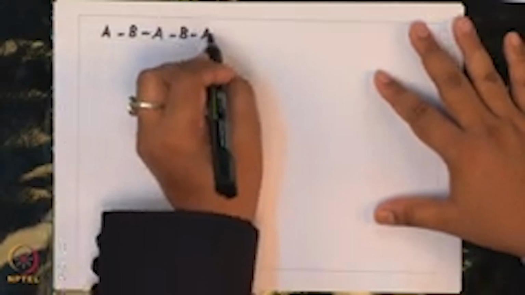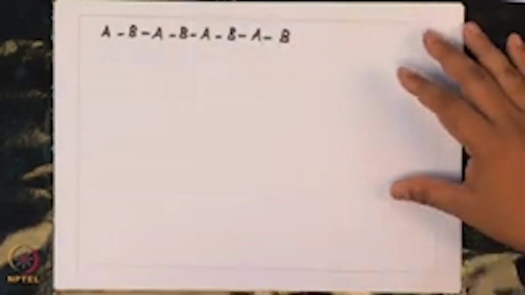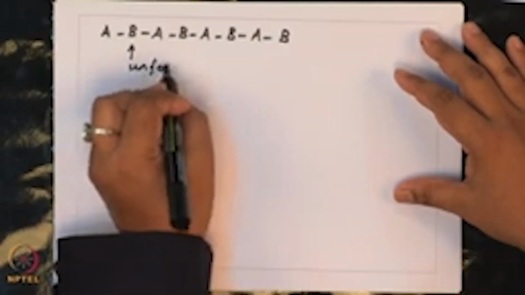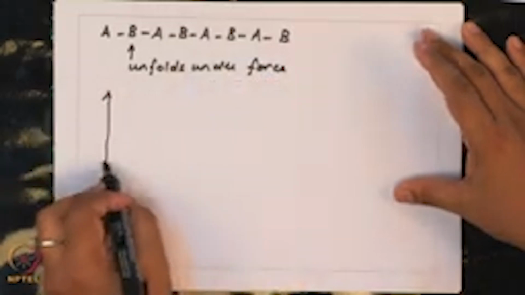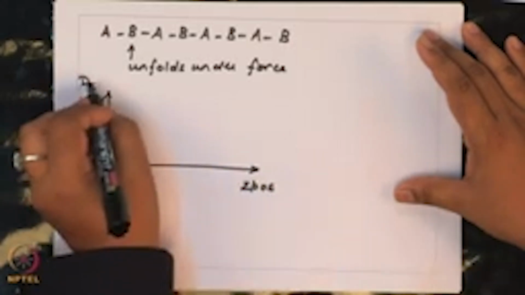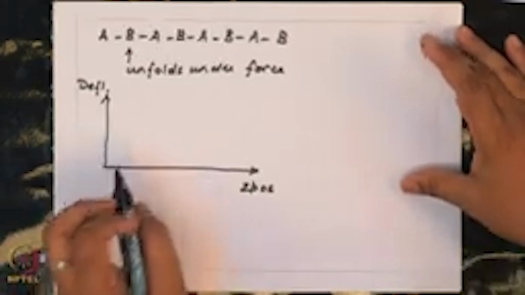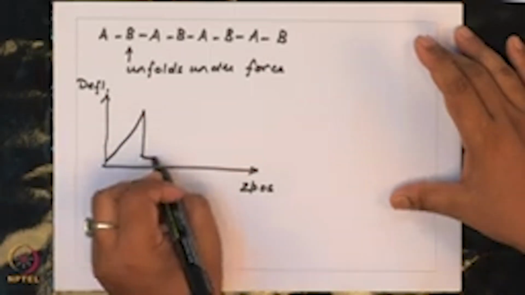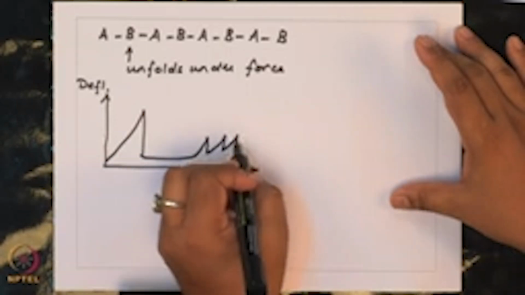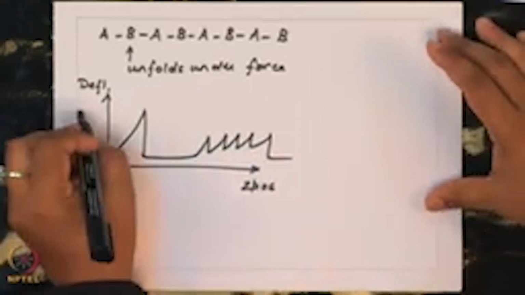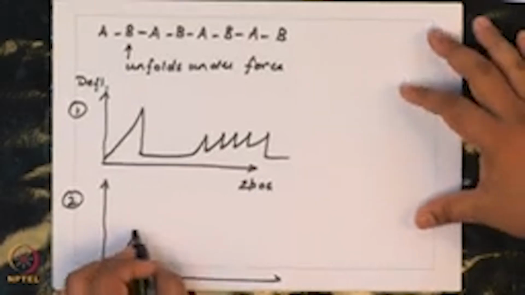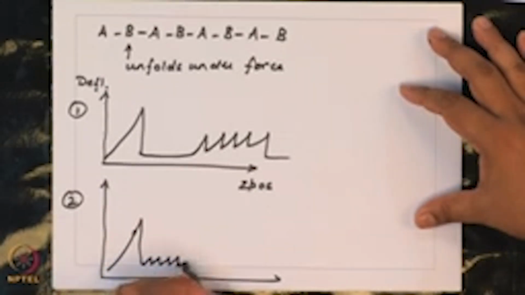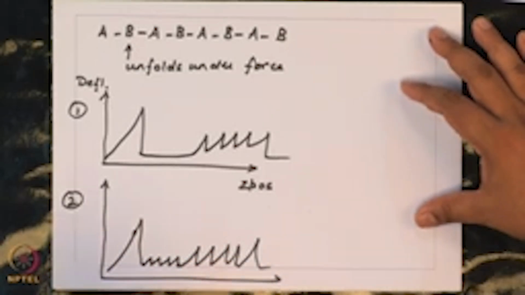However, let us say you have chosen this alternate design, and you know that B unfolds under force. Let me draw various representative cases of what you might see. This is one situation. This is another situation.